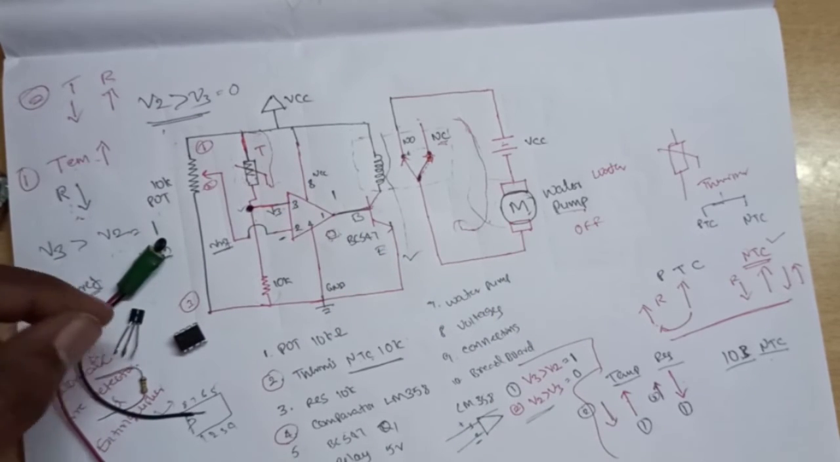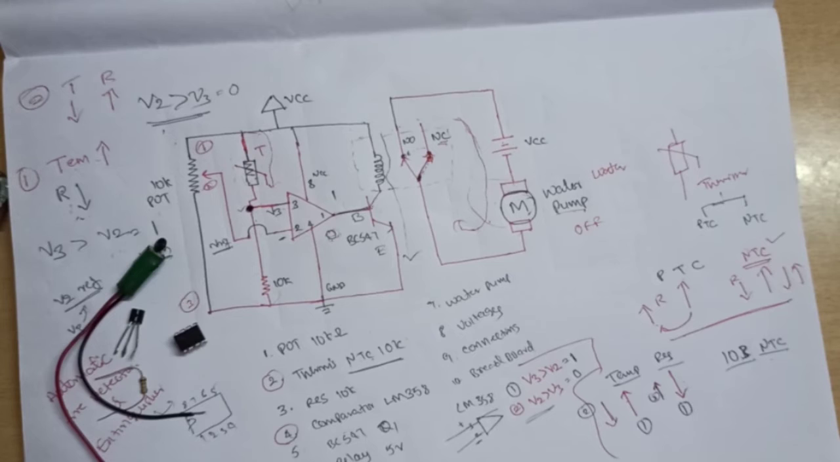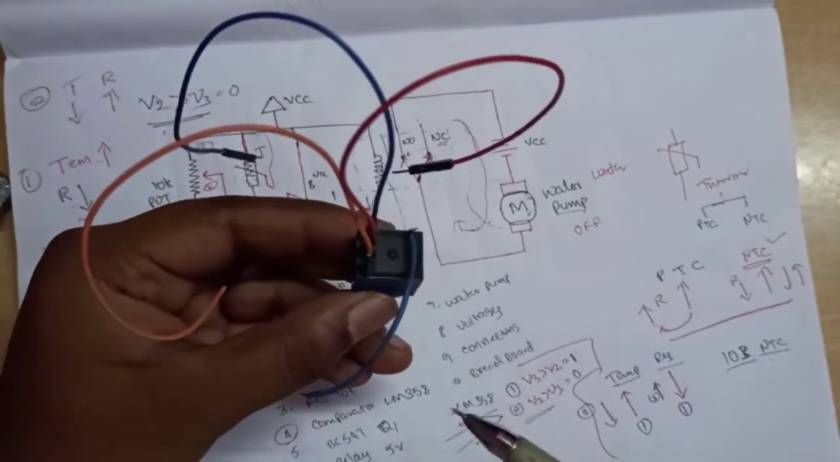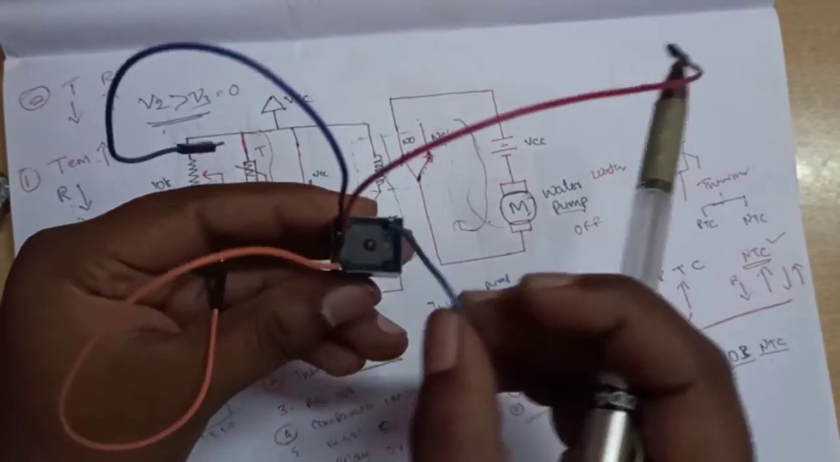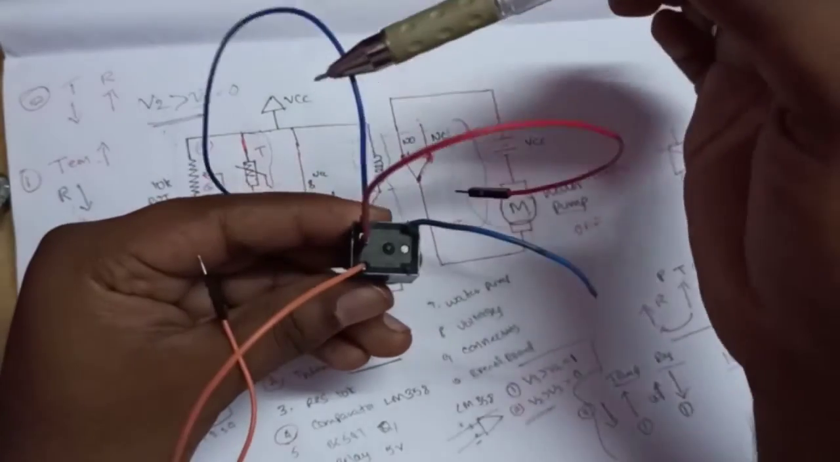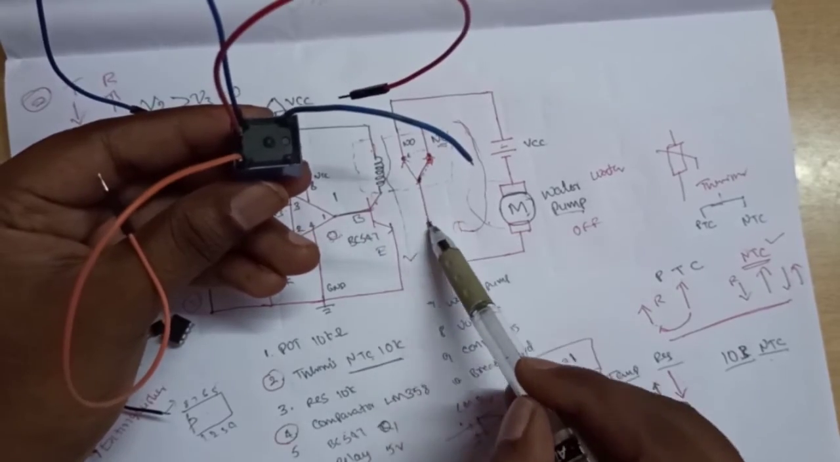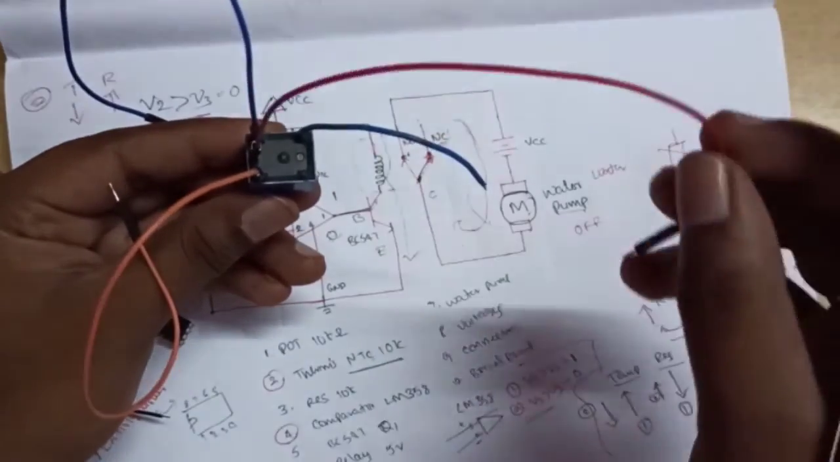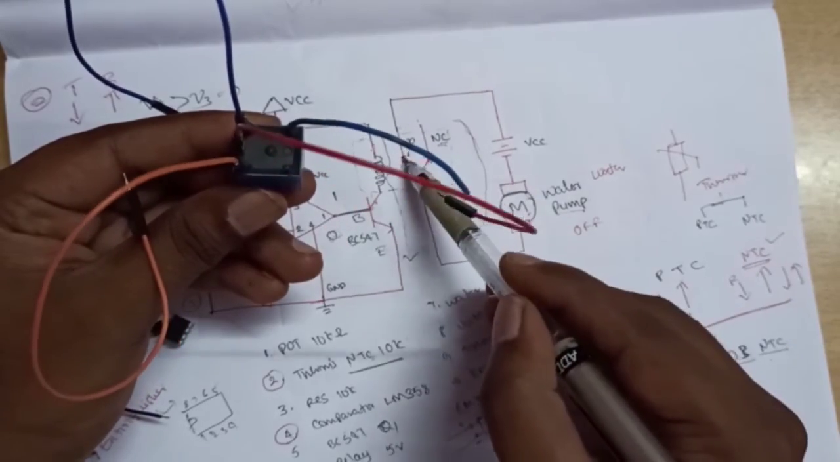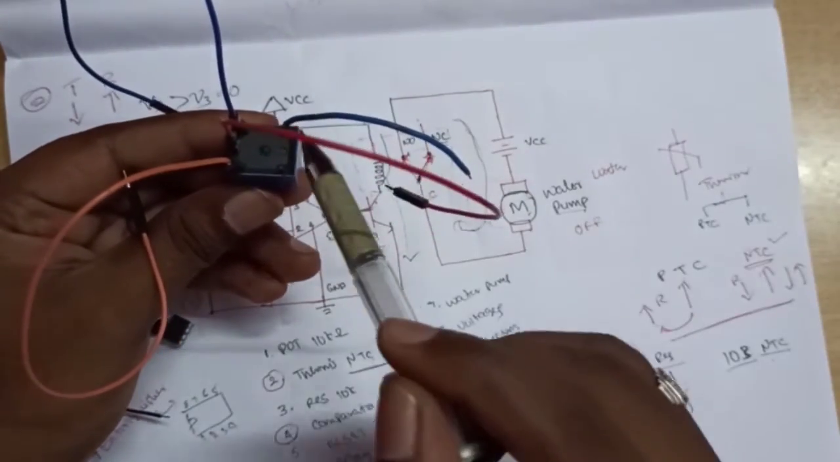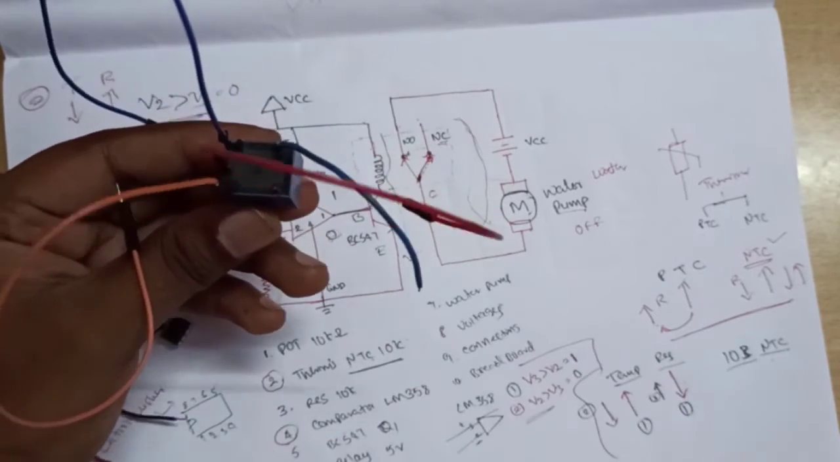Next component is a relay coil. The relay has 5 terminals. I connected connecting wires: these two, one and blue color, are the coil connections. The middle one is the common terminal, and the normally open terminal is blue color. So, this is the relay coil.